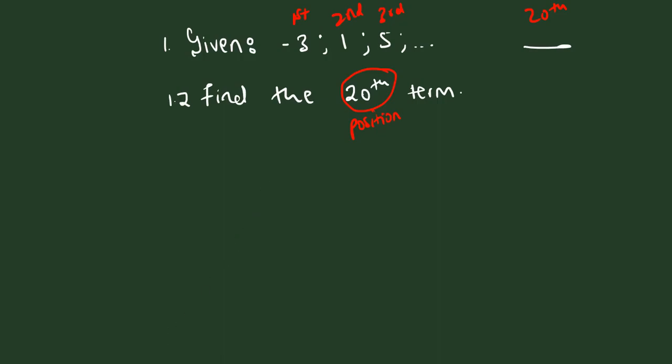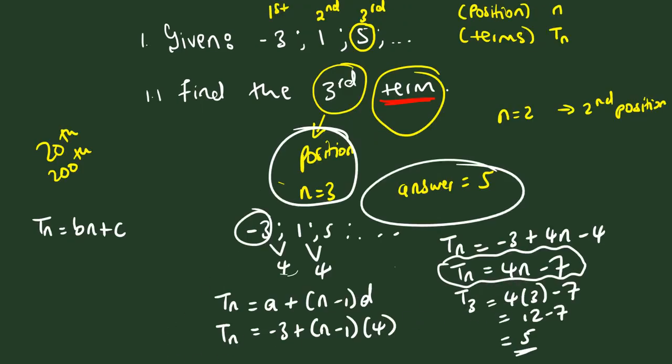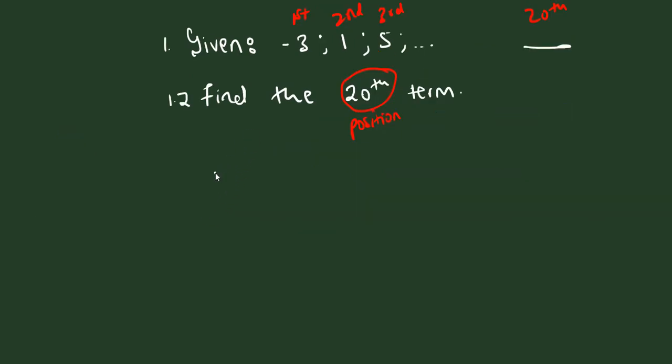So remember, in the last video we already found the general term, right? We said the general term was Tn = 4n - 7. Now if I want the 20th term, it means they give me the position. It means n = 20, because remember here it is n, which is position, and here it is Tn, which are your terms. So n = 20 because they're talking about the 20th position. n will be equal to 3 if it is the third position. n will be equal to 1 if it is the first position. So n is the position.